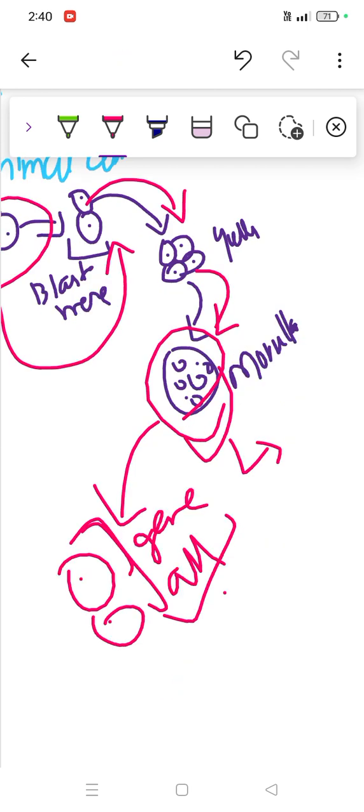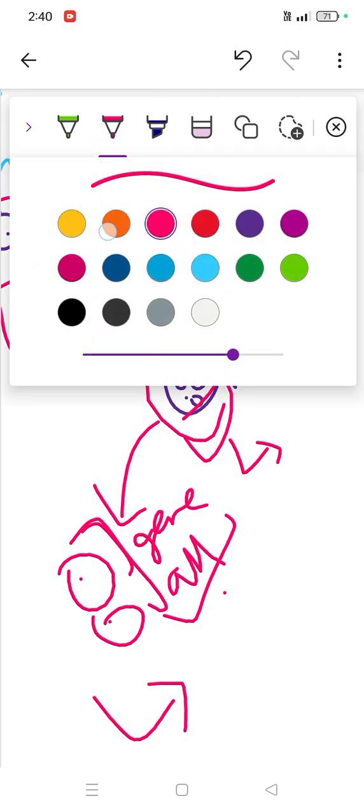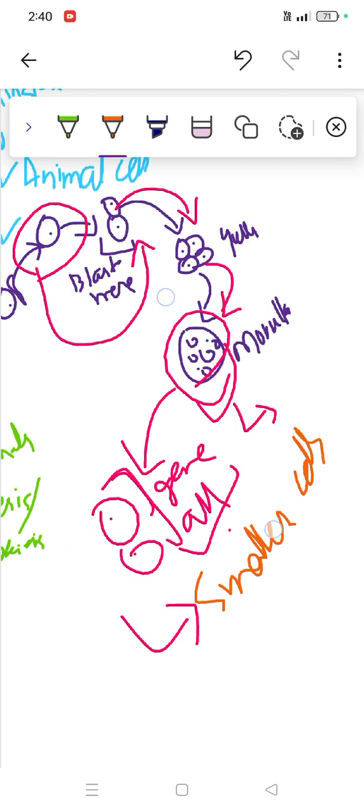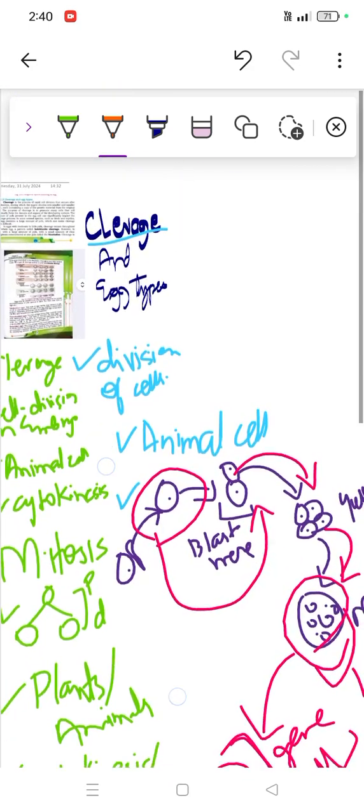So here we'll see simply that the zygote divides into other smaller cells, and they all have the genetic material of the zygote. Our topic is about cleavage and eggs, so we'll discuss both today. I'm sure cleavage is clear to you. Simply smaller cells, and when we read more you'll get it even more nicely.